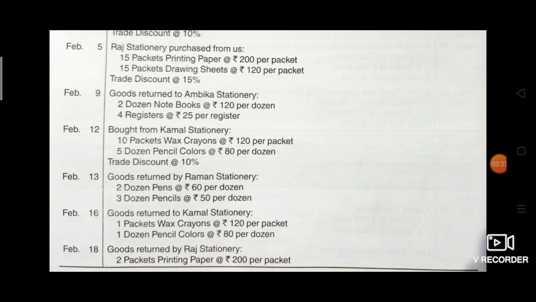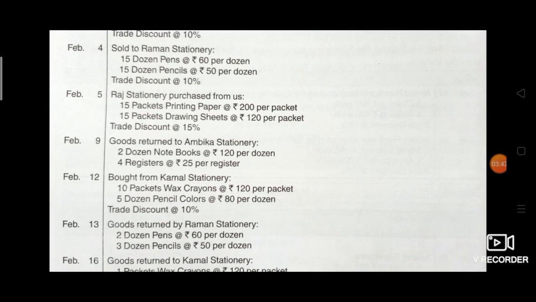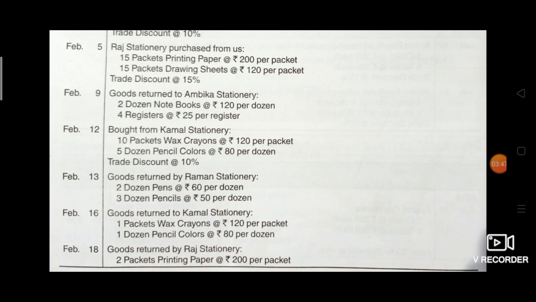Now 16th Feb, goods returned to Kamal Stationery. See, we have purchased goods from Kamal Stationery. See the entry of 12th February, bought from Kamal Stationery. It means purchased from Kamal Stationery. And now on 16th, we are returning goods to them. 1 packet wax crayons at Rs 120 per packet and 1 dozen pencil colors at Rs 80 per dozen. So this is the entry of purchase return and we have to enter this entry in purchase return book.